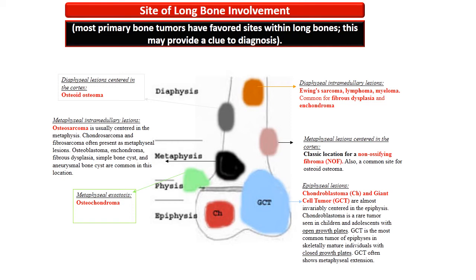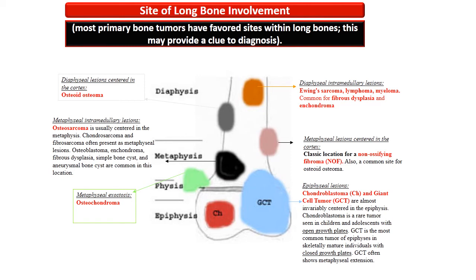Some metaphyseal tumors are intramedullary lesions. One of the examples is osteosarcoma, and it is usually centered in the metaphysis. Chondrosarcoma and fibrosarcoma often present as metaphyseal lesions. Osteoblastoma, enchondroma, fibrous dysplasia, simple bone cyst, and aneurysmal bone cyst are also common in this area. The metaphyseal exostosis, the example is osteochondroma.